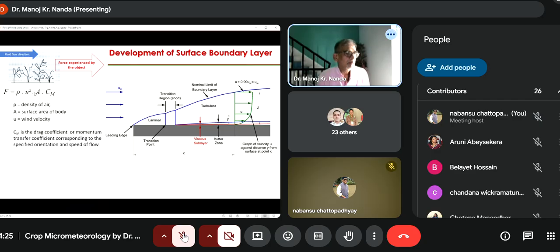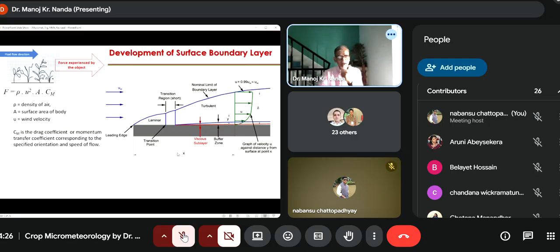Now, if we resolve it this way, how much is the force? Density of air, velocity square, then surface area exposed. When I'm saying surface area, I'm dealing with solid surface, stem surface, all over the integrated surface area. And this Cm is my transfer coefficient. We call it drag coefficient because the force is transferred.